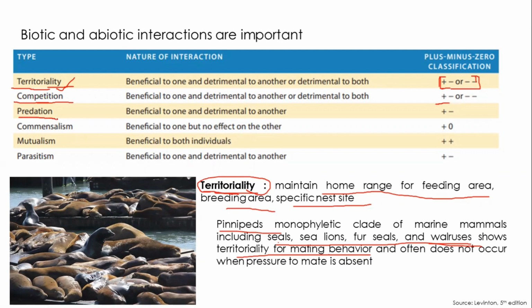In predation, one will be the winner, one will be the loser. It means that if the predators are coming and taking the prey, then it is beneficial to the predators and detrimental to the prey, right? So there will be one plus and one minus. Now, commensalism and mutualism. In commensalism, there will be benefit to one, but no effect to the other. In mutualism, we all know that there will be benefit to both of them.